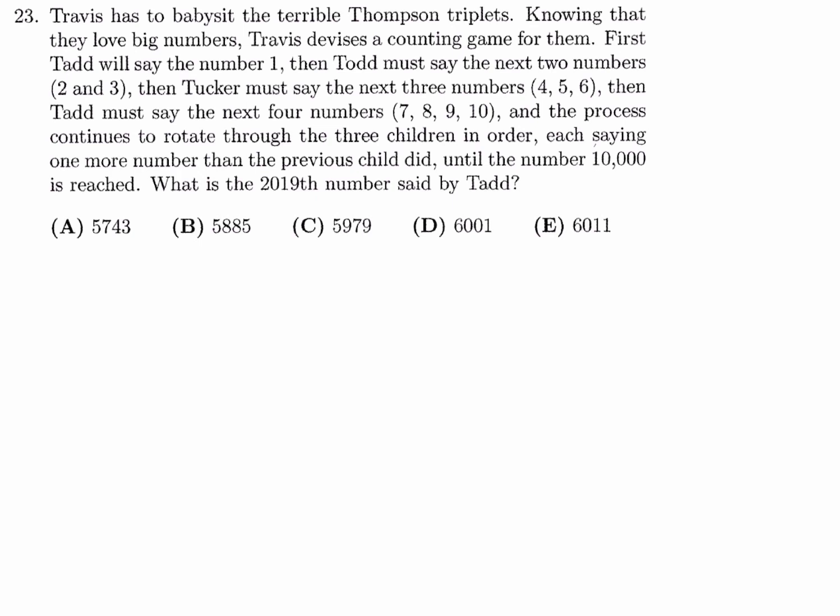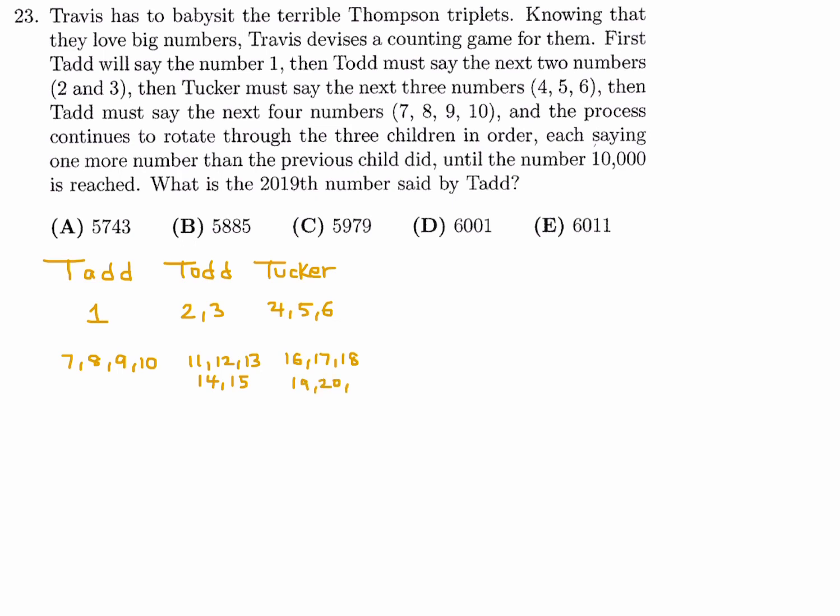Well, let's make a little systematic way of figuring this out. We have Tad, Todd, and Tucker. So, for example, Tad starts off with 1, and then 2, 3 is said by Todd, and then Tucker says 4, 5, and 6. And then it's Tad's turn, and he will say 4 numbers, 7, 8, 9, 10. And then Todd will say 5 numbers, 11, 12, 13, 14, 15. And then Tucker will say 6 numbers, 16, 17, 18, 19, 20, 21, and so on, right? So hopefully you get the idea.